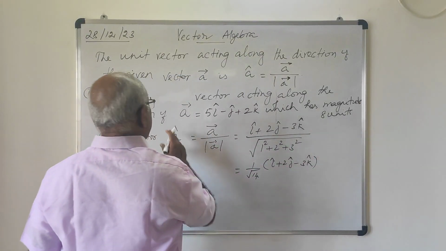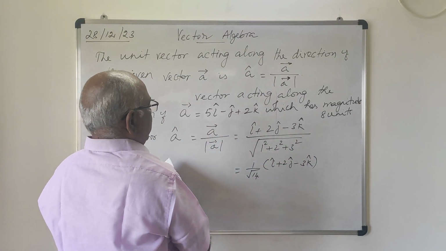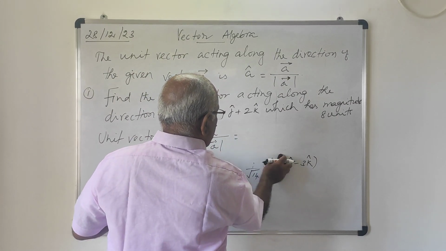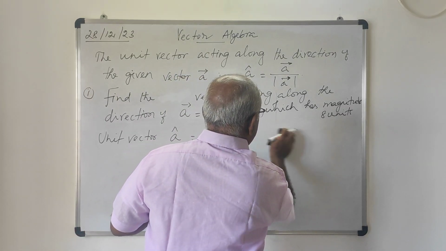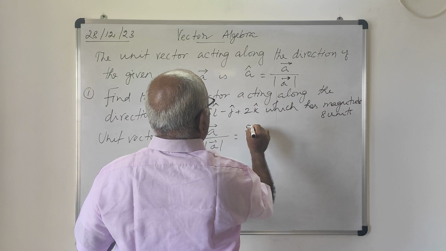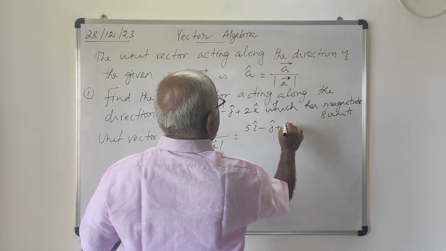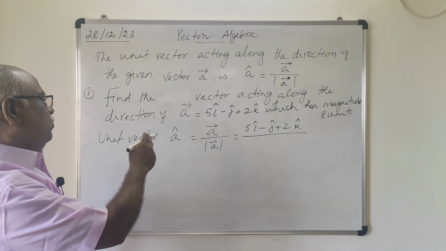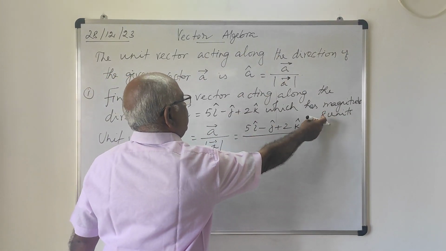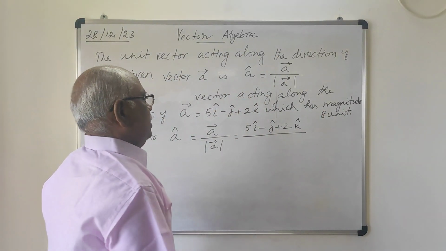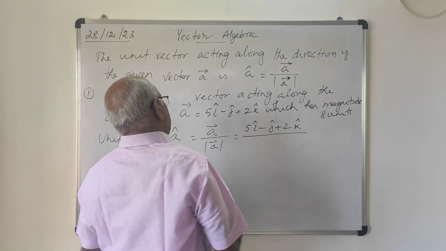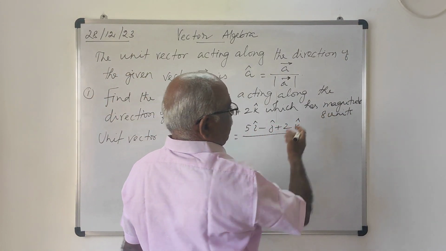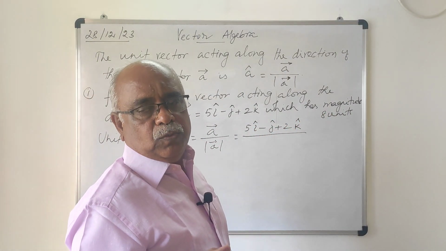So you first find the unit vector in the direction of A, which is A cap equal to A vector by modulus of A vector, and A vector is given as 5i minus j plus 2k. First you have to find the unit vector and then multiply by 8, and you will get the vector of magnitude 8 units. After finding the unit vector, you multiply by 8, and you will get the vector with magnitude 8 units.